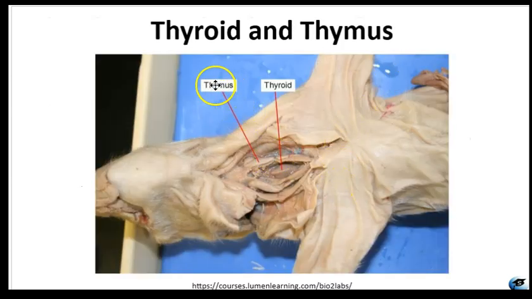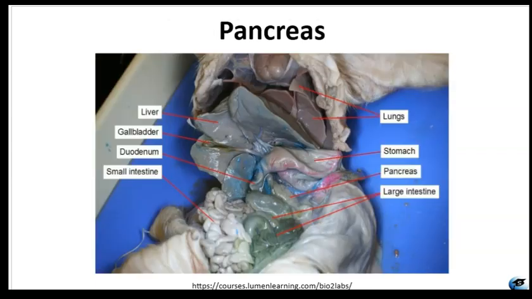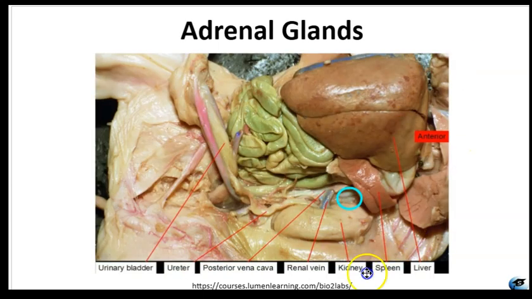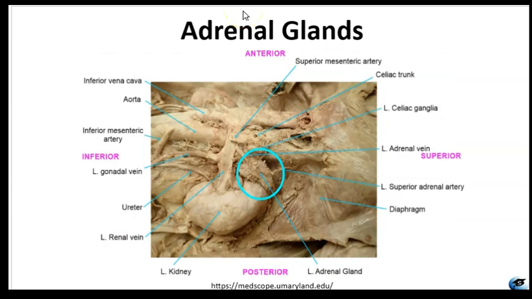So here you can see the thymus and the thyroid. This is in the neck area. This is the throat. And then this is in the abdomen. You can see here the lungs, the liver, gallbladder, your intestines. The pancreas is sitting right here. And then your adrenal glands, the adrenal glands are sitting right above the kidneys. You can see how it's much more difficult to see these things in a dissected animal than it is in a model. So here are the adrenal glands.